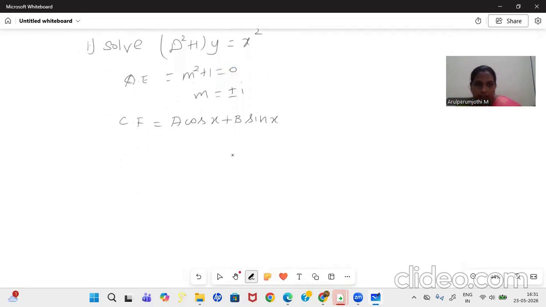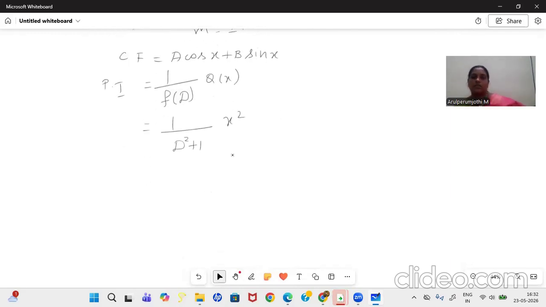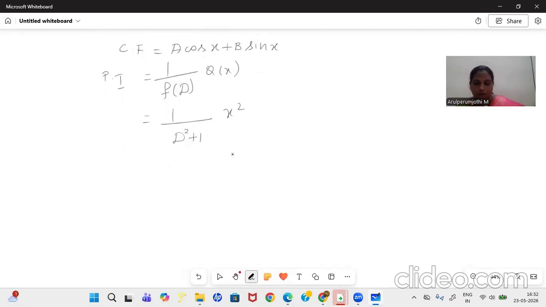Okay. So again write your general PI formula. So general PI is 1 divided by f of d into q of x. So what is your f of d? It is d square plus 1 into x square. So x square. So how will you solve this problem?